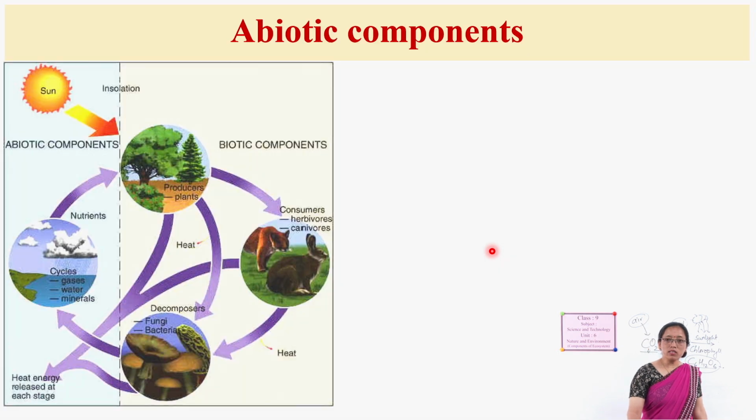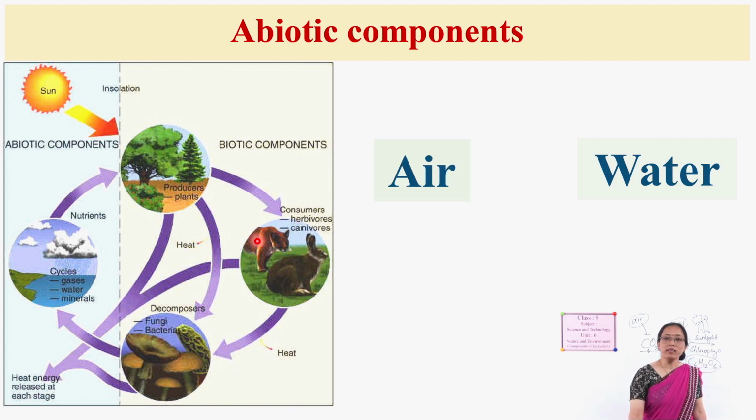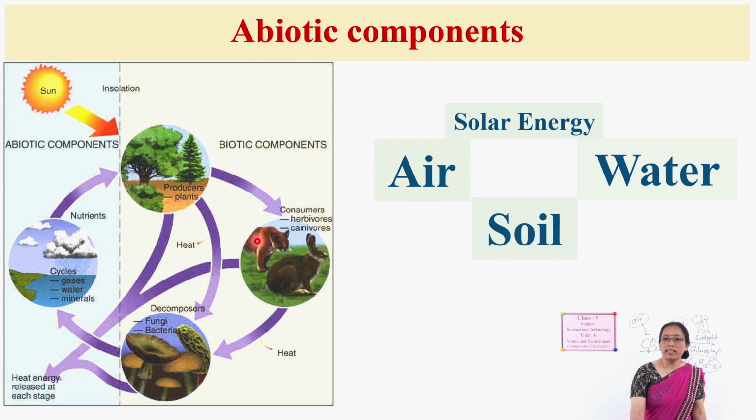Okay. Next, in this picture, there is abiotic component on this side, biotic component on this side. See, what are the abiotic components? Sunlight, different kinds of nutrients which are available in the soil, air, then heat energy released from every stage. And there are biotic components: producers, consumers, decomposers. Energy is transferred in this cyclic way. So what are the essential abiotic components? Air, water, soil, solar energy.